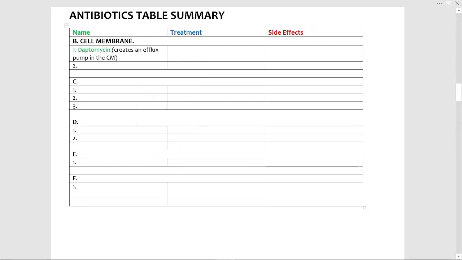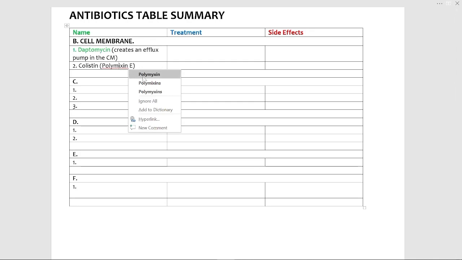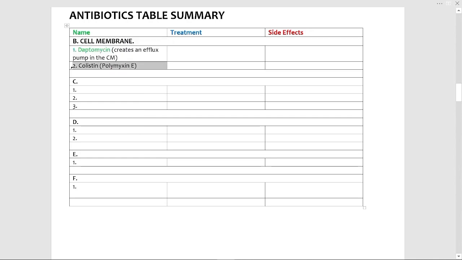Number two is colistin, whichever way you may call it. I call it colistin, but other books or some people use the scientific name polymyxin E. I think that's the spelling: polymyxin. So polymyxin E or colistin is another drug that is very much effective when it comes to acting on the cell membrane. So these two drugs are the major drugs when it comes to acting on the cell membrane.